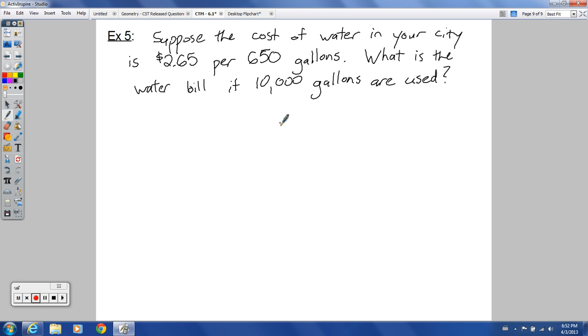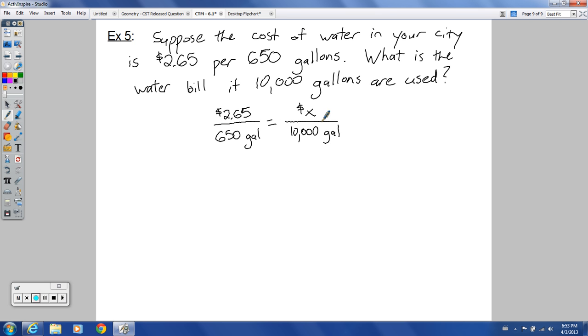In other words, I can set up something called a proportion. A proportion is just something that equates two ratios or two fractions. So we can set up a fraction here, and it's going to equal another fraction here. For right now, I'm going to use units as I plug stuff in, and I'll drop the units as I work the numbers out. But $2.65 is to 650 gallons as, we don't know how much money, let's call it X dollars, is to 10,000 gallons.